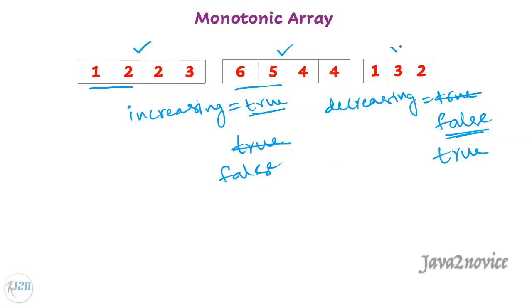Now let's consider this array. Here these two numbers are in increasing order. So we'll mark the decreasing flag as false. Here these two elements are in decreasing order. So we'll mark the increasing flag as false. Since both flags are false, this is not a monotonic array. Let's return false here. It's pretty simple logic. Hope you understood. Let's write code now.